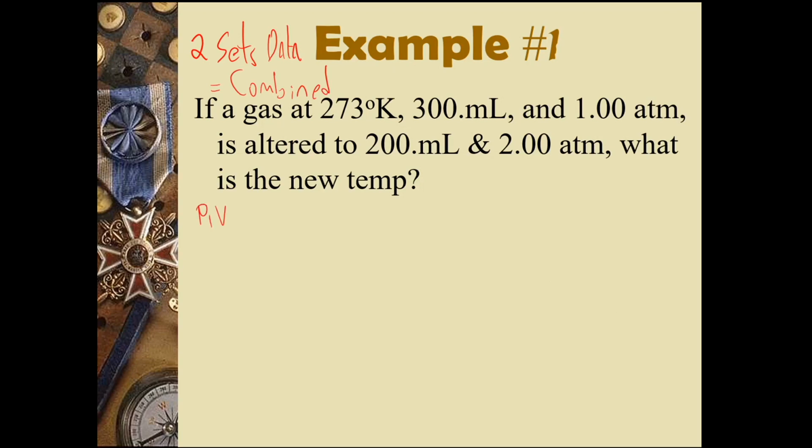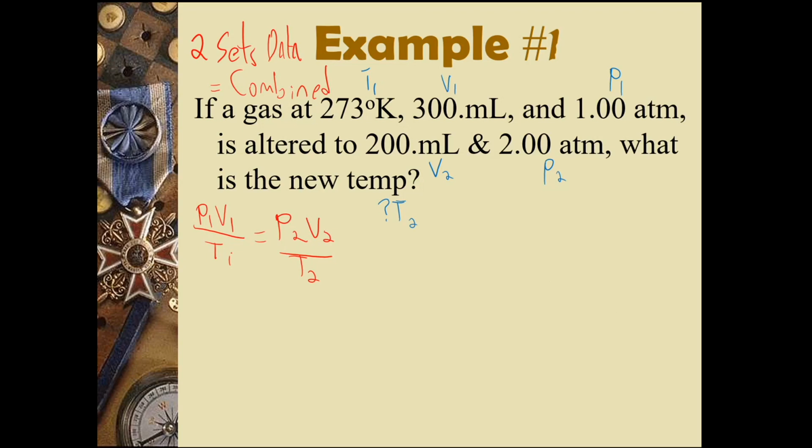Now, the combined law again is P1 V1 over T1 equals P2 V2 over T2. You should write these down as you start because you're going to need to know that. We're going to identify what each of these things are. So we can take a look. This is my T1. This is then my V1 because it's connected, and this is my P1, which means this is my V2. This is my P2, and we are looking for T2, so T2 is going to stay unwritten.